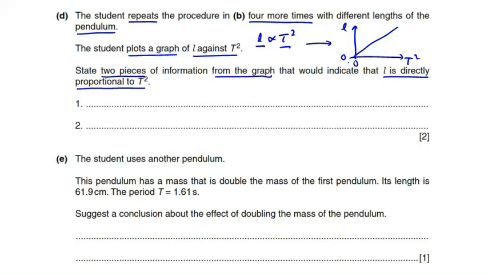So what two pieces of information would indicate that L is directly proportional to T squared? The graph will be a straight line and pass through the origin.